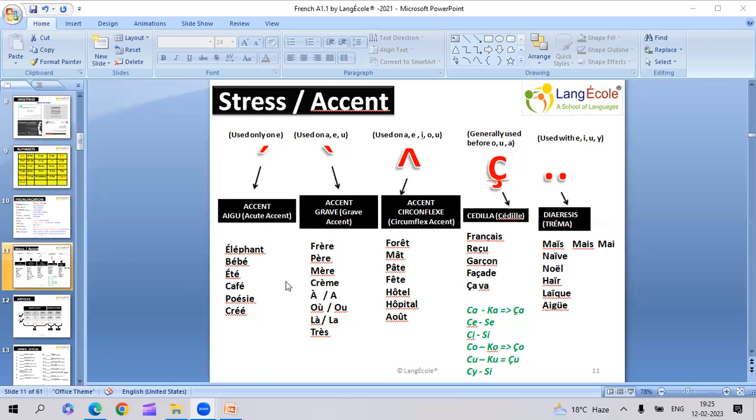So coming back to the accent aigu, when you put this accent, it will be pronounced as é. Okay, éléphant, bébé, été, café, poésie, créer. Getting it?